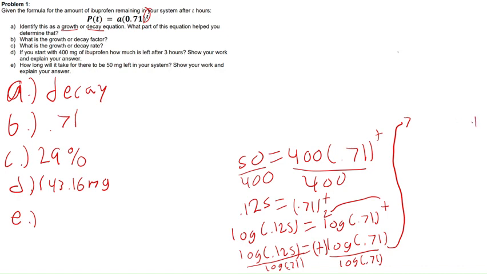Over here, we'll clean it up. We have t equals log 0.125 over log 0.71. Now if we solve that, we should get 6.07, which would be in hours, so 6.07 hours would be your answer.